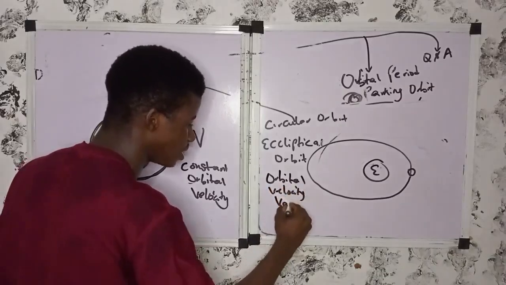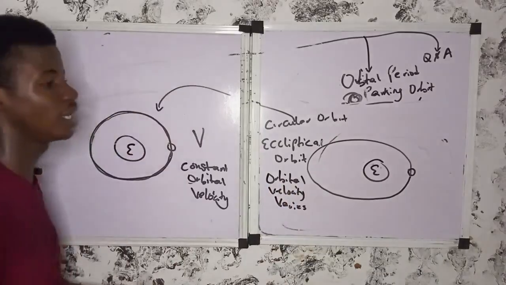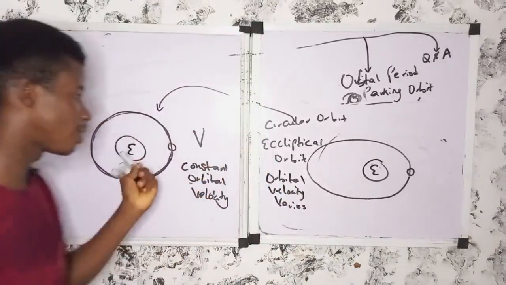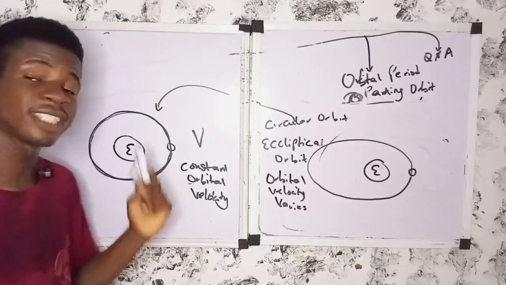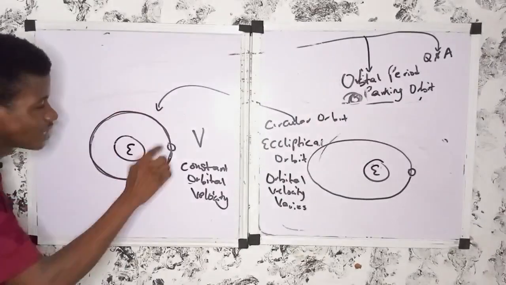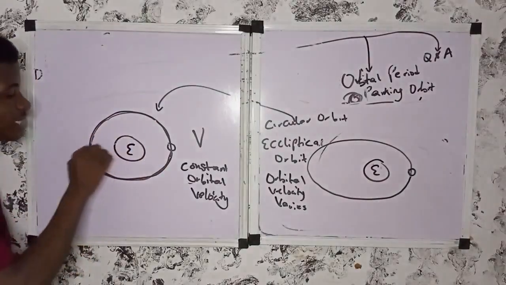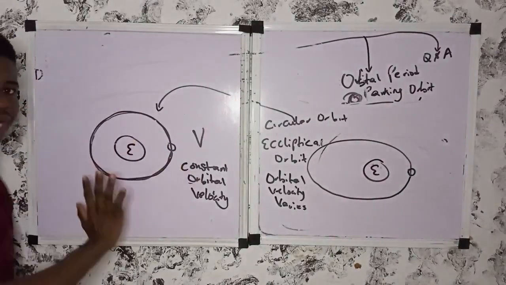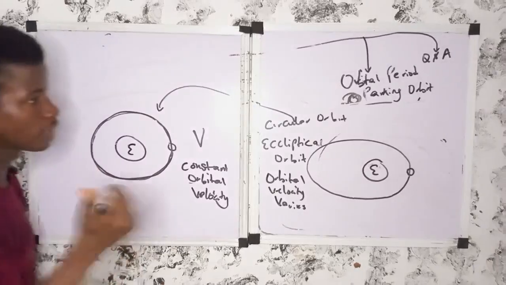Orbital velocity varies. Exam-based question. When a satellite moves in a circular orbit, it moves with constant velocity because all the parts, all the distances from the Earth, are the same in all parts.